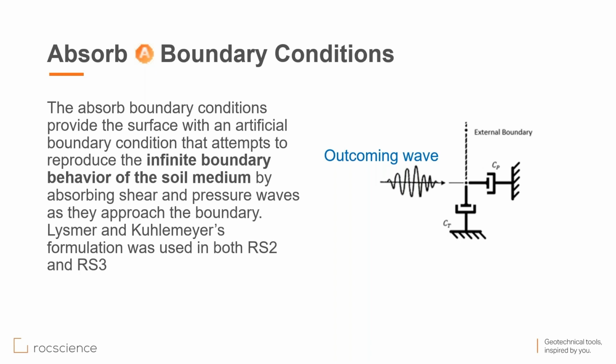So the first boundary condition is the absorb boundary condition. Normally, if you just use the regular static boundary condition, we will have the problem when the wave is reflected back into the main model. That's why researchers developed the absorb boundary condition to absorb the outgoing wave from the model so that it won't reflect back into the main model. And in RS2 and RS3, we use the formulation from Lysmer and Kuhlemeyer.